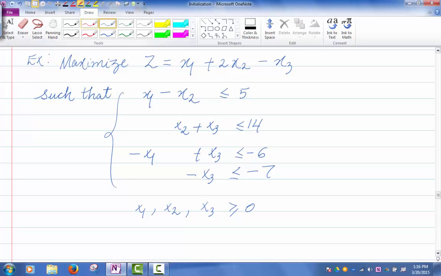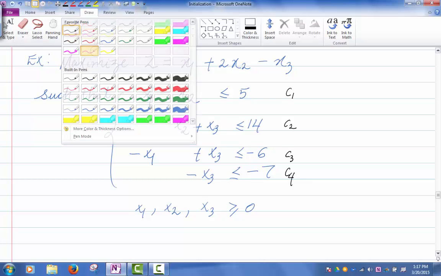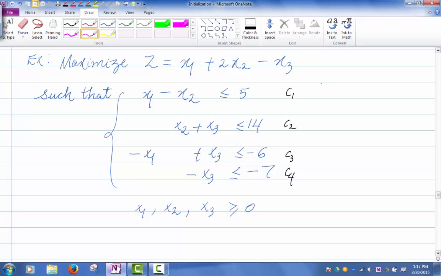Let me use red, maybe black. Let's look at the first two. Let me call these constraints C1, C2, C3, C4. Okay, and let me first of all add C1 and C2. What do we get? What is C1 plus C2?